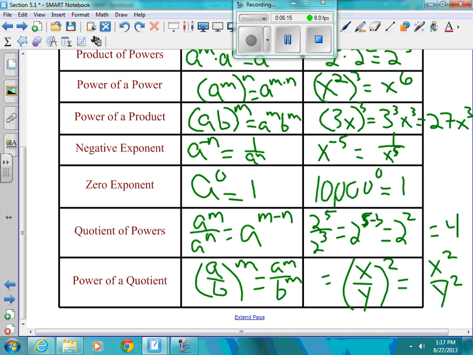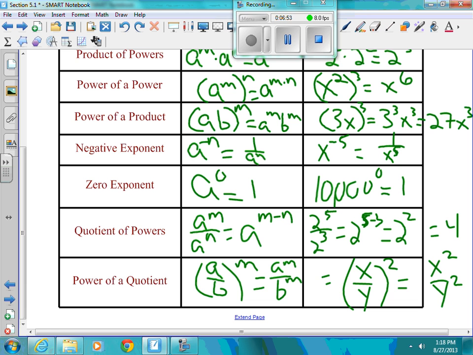Last property we have on this slide is the power of the quotient. Quotient, once again, is still fraction. So very similar to the power of a product property. If I have m outside of the parentheses and a fraction inside, I simply can distribute that m to the numerator and denominator terms to simplify the expression. So by definition, a over b, all raised to the m power, is the same as a to the m over b to the m. The example I gave here is x over y, squared, is the same as x squared over y squared.